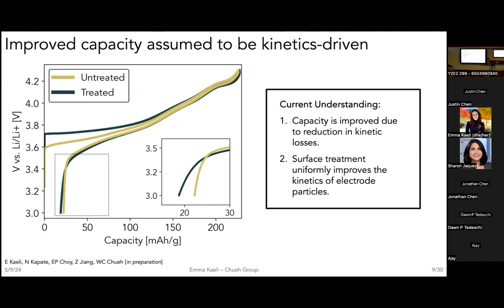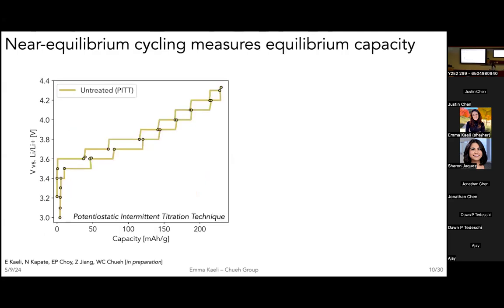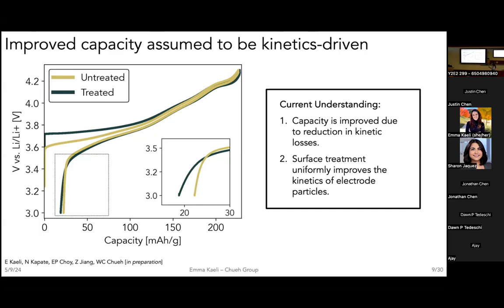Additionally, the surface treatment is only considered in how it uniformly improves the kinetics of the electrode particles. There is no consideration, as I said before, of the heterogeneity imparted and how that affects the electrochemistry, because it is not something that is often done, although sometimes done in the battery community. So in order to probe these current understandings, what I wanted to do is actually what I said: start with the thermodynamics and then go into the kinetics. Let's make sure that we're not getting, perhaps, improved equilibrium capacity.